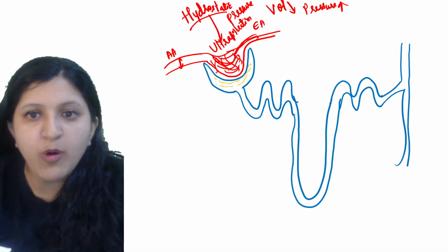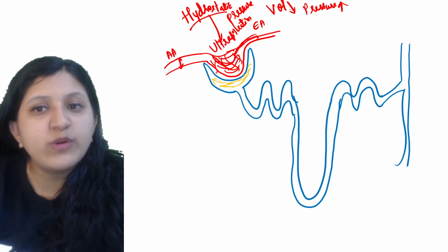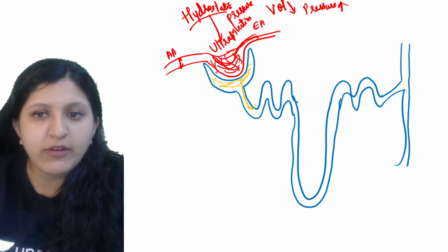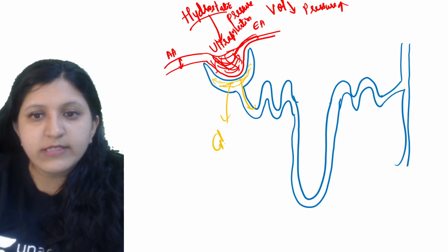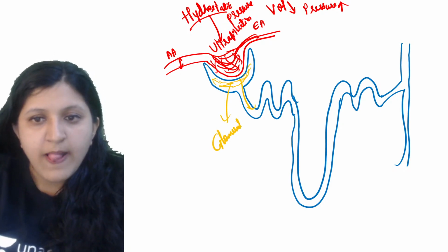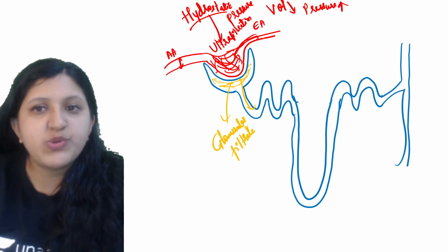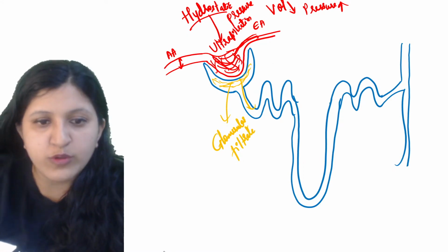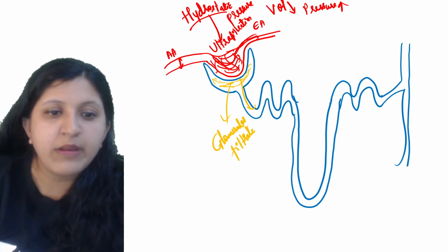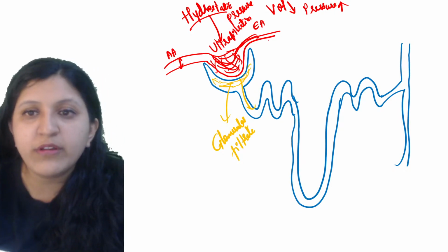The Bowman's capsule is going to collect the glomerular filtrate, which will be moving down. So this is the glomerular filtrate. If we look at the structure of this efferent arteriole, it does not end there itself; it will be further dividing.